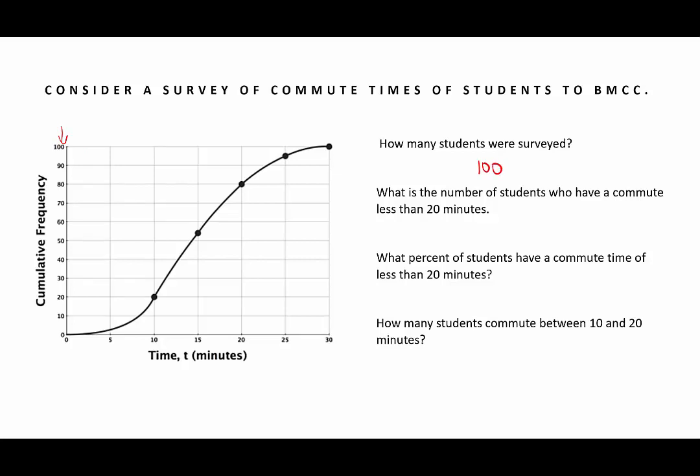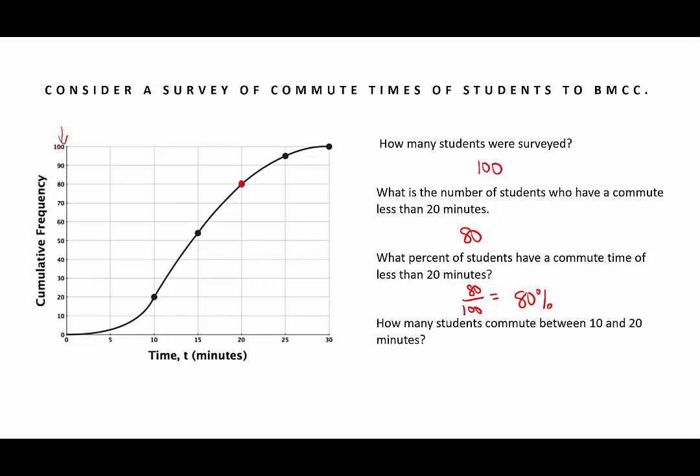What is the number of students who have a commute less than 20 minutes? So 20 minutes is right here. Less than 20 minutes would be, we go to this bar and we see 80 have less than a 20-minute commute. What percent of students have a commute time of less than 20 minutes? Oh, well, to calculate a percent, we would take the actual number, which was 80, divided by the total. Whoops, because everything's out of 100, this works out nice. It's just 80%. How many students commute between 10 and 20 minutes?